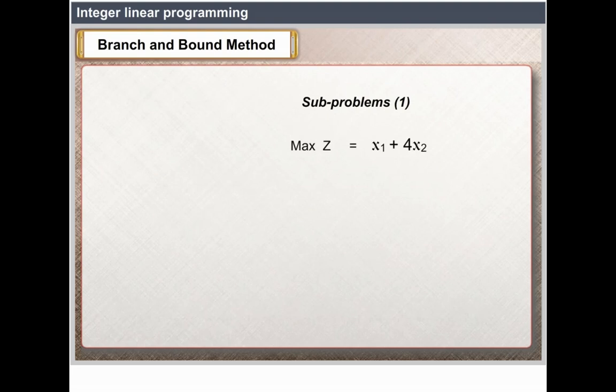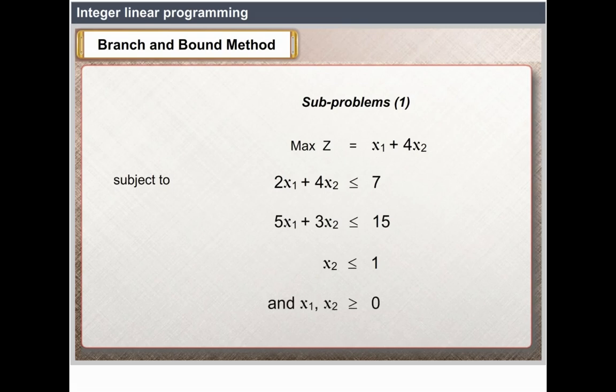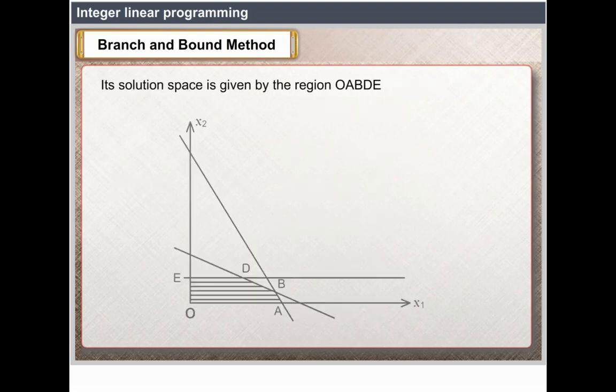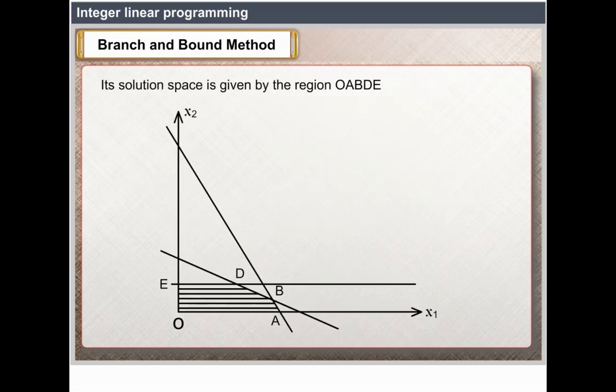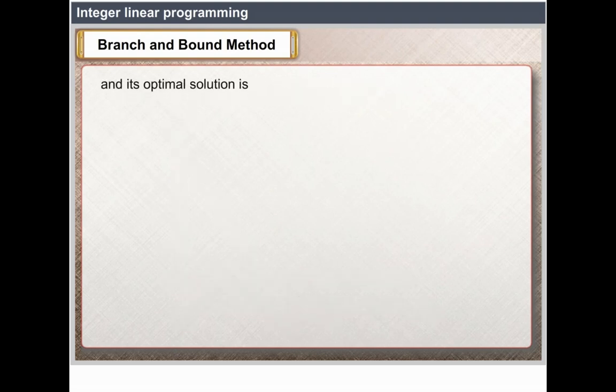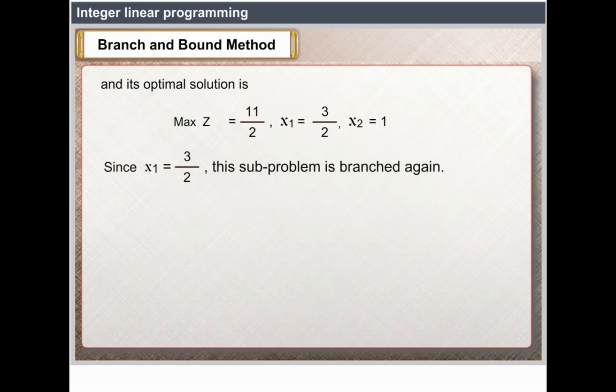Subproblem 1. Maximize z = x1 + 4x2 subject to 2x1 + 4x2 ≤ 7, 5x1 + 3x2 ≤ 15, x2 ≤ 1 and x1, x2 ≥ 0. The solution space is given by the region O, A, B, D, E. And its optimal solution is maximize z = 11/2, x1 = 3/2, x2 = 1. Since x1 = 3/2, this subproblem is branched again.